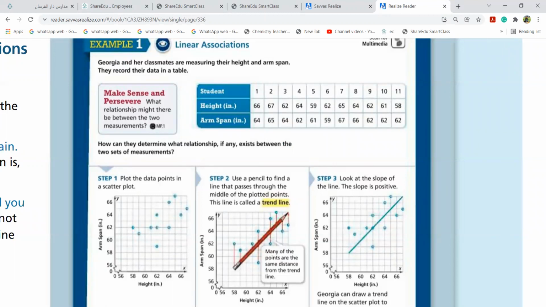And then what they do is, many of the points are the same distance from the trend line. What does that mean? Many of the lines are the same distance. They are taking the distance between these, for example from here to here, from here to here. When you compare many of the lines, that's why you make a straight line.